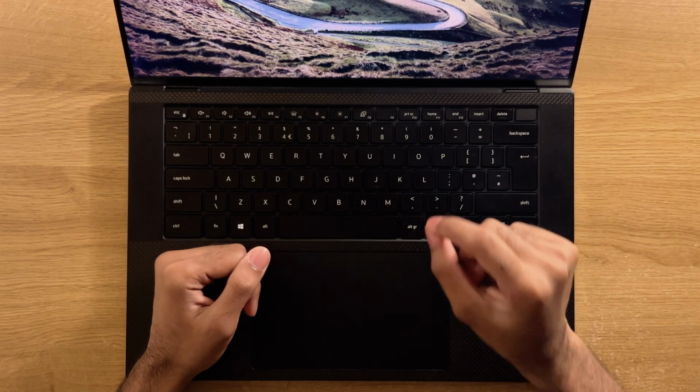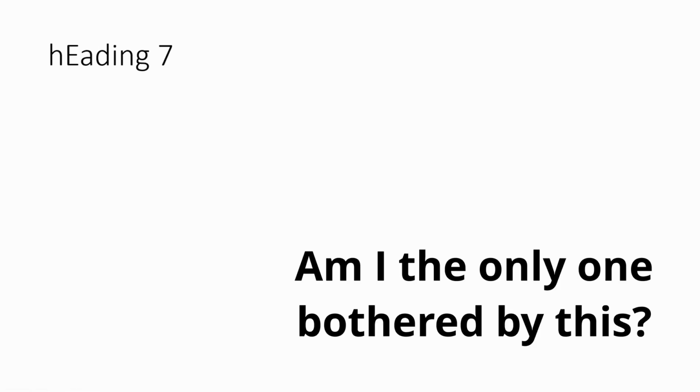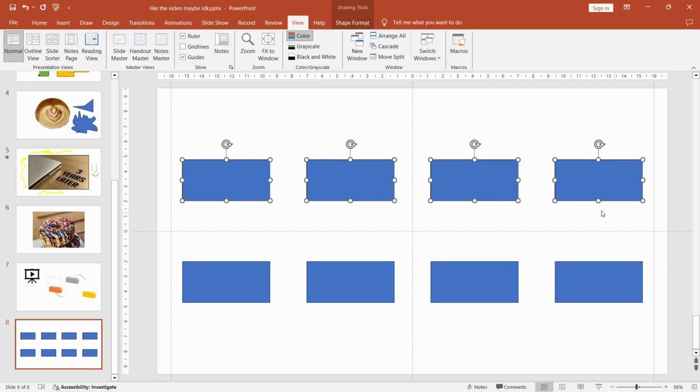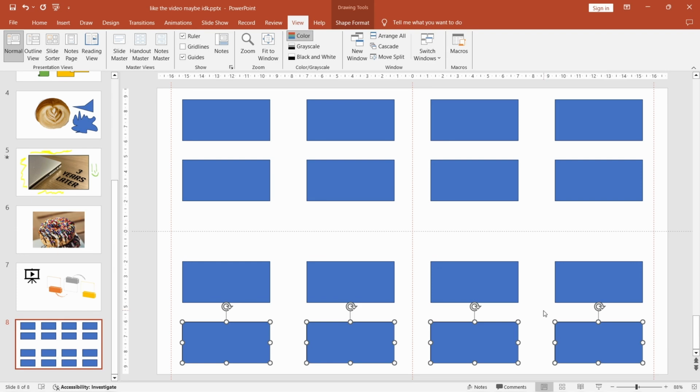Honestly, having titles slightly off in each slide of a presentation has got to be one of the worst punishments invented in the 21st century. Am I the only one bothered by this? Another quick tip is that you can use the control key and drag in order to create multiple copies of an object in order to save you some time as well.